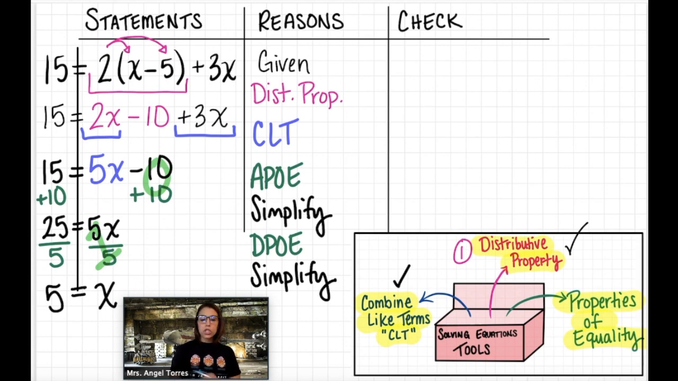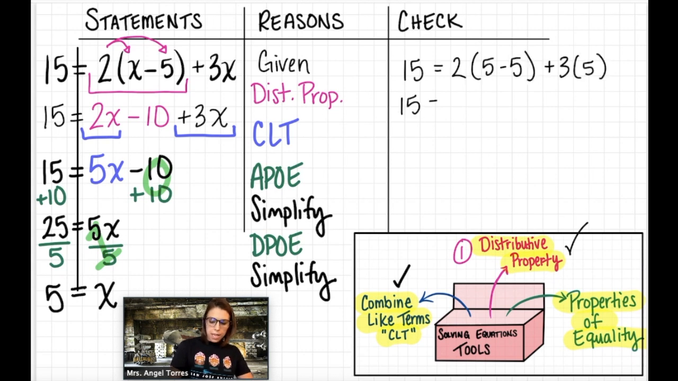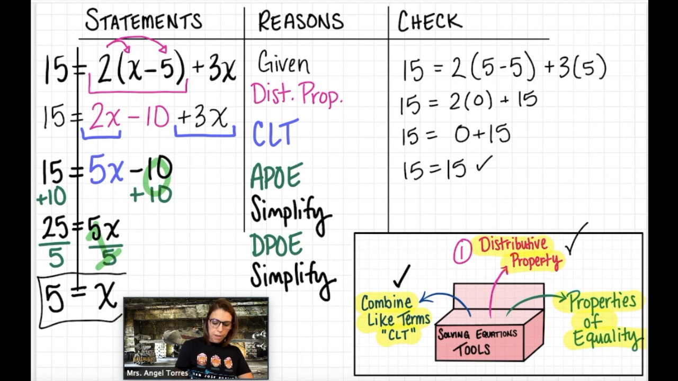I'm going to go ahead and check that work now. 15 equals 2 times 5 minus 5 plus 3 times 5. So 15 equals 2 times 0 plus 15. That's 15 equals 0 plus 15. And 15 does equal 15, meaning that 5 is the correct solution to this equation. And that equation required every tool from that solving equations toolbox.